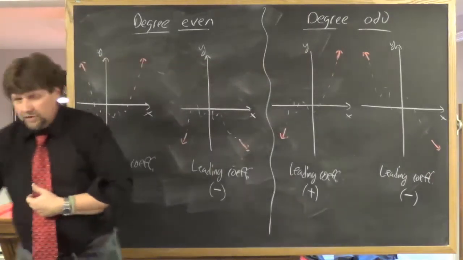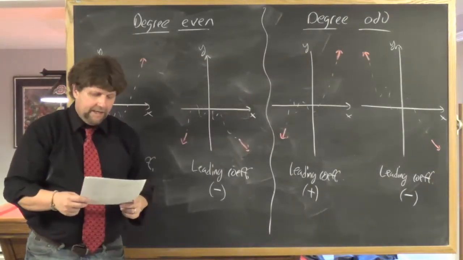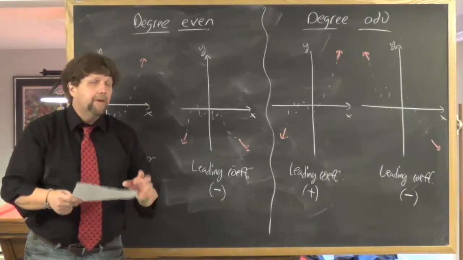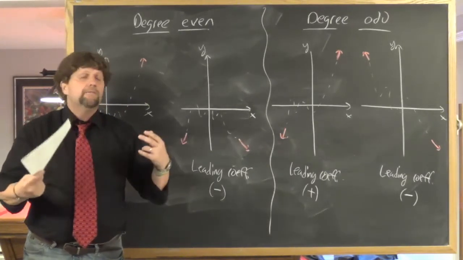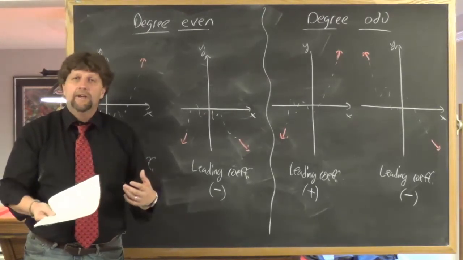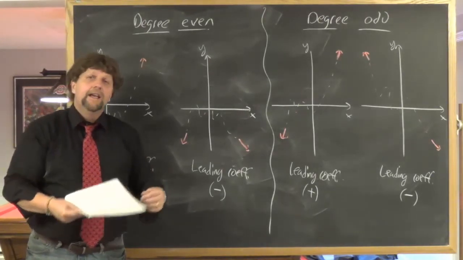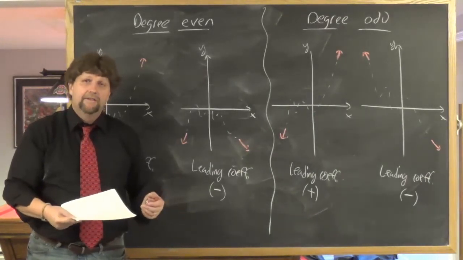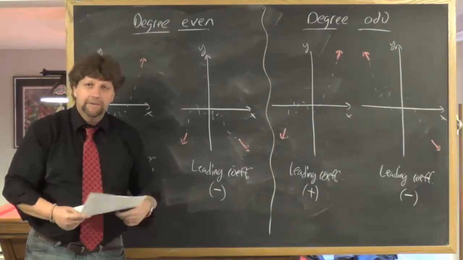So that's one of the first things I look at, and I'm going to erase the board here and do a quick example. I'm going to put a couple of graphs up and, just by looking at the graphs, determine the degree of the polynomial, whether it's even or odd, and what the leading coefficient must be, positive or negative. So come back for that example.